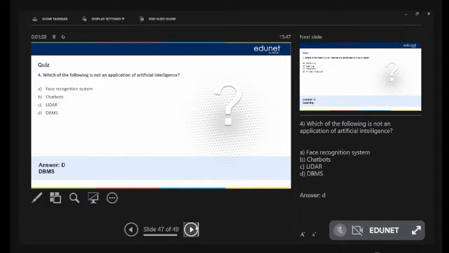LIDAR means light detection and ranging. We know in smart street lights we use LiDAR. So that is an example of AI. But a database, DBMS, is just storage computing. This is not a part of artificial intelligence. Yes, we need to take the data from the database, but a database is used only for storage. So if you want to create a database, we need not use AI.